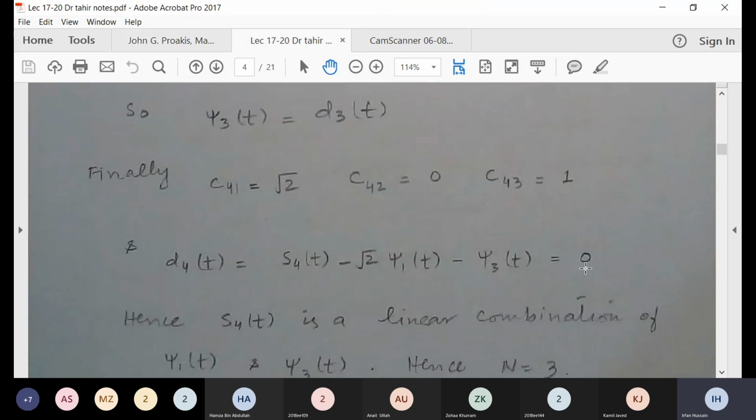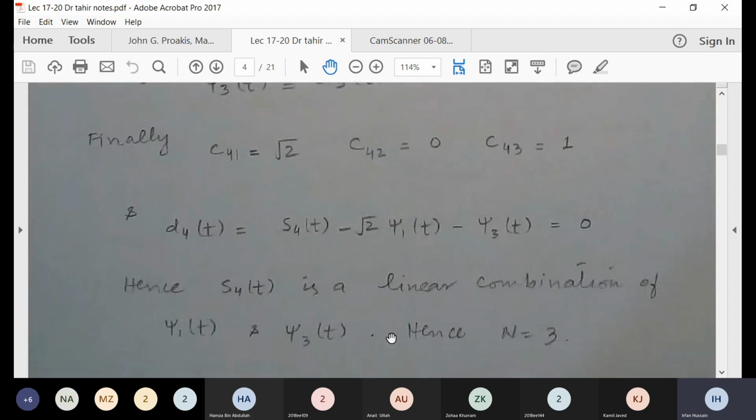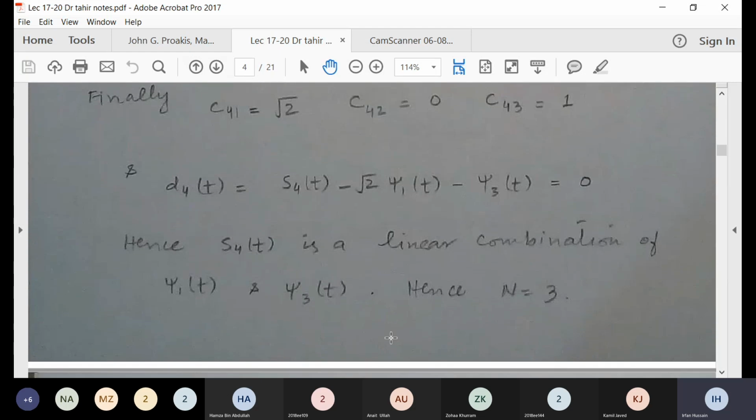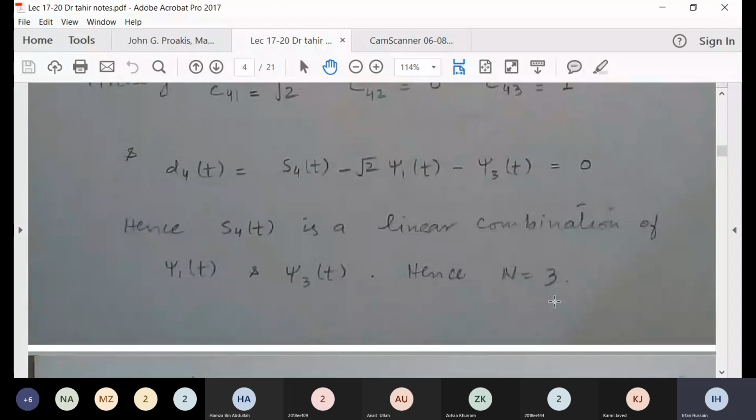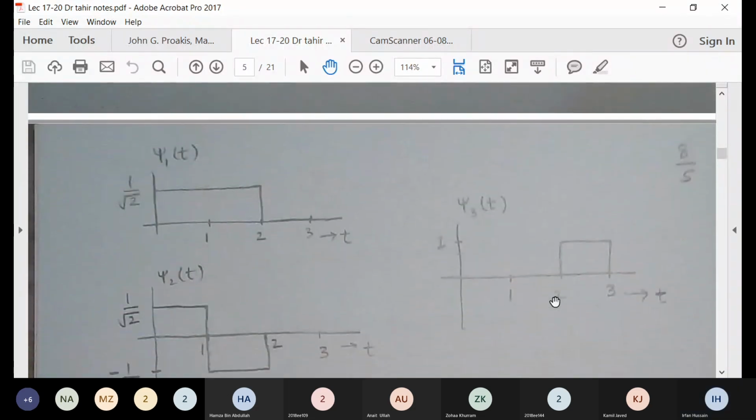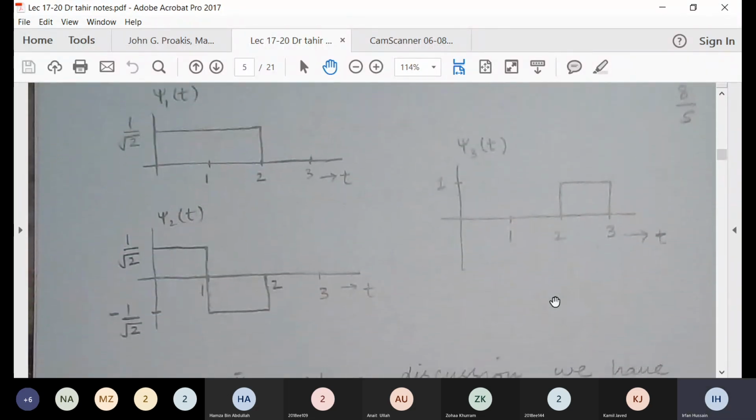So there is no reason that we should make another orthonormal vector because D4 is 0. So S4 is still a combination of psi 1 and psi 3. Hence your total vectors were 4, but your orthonormal basis comes out to be 3. So 3 vectors, psi1, psi2 and psi3, are more than enough to represent all these 4 signals. These are the 3 orthonormal bases which we have discussed before.